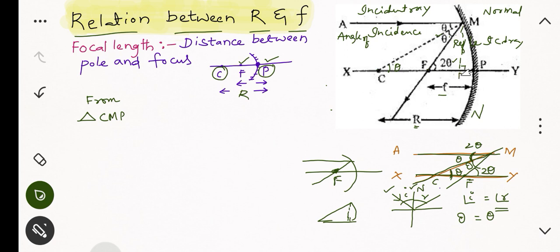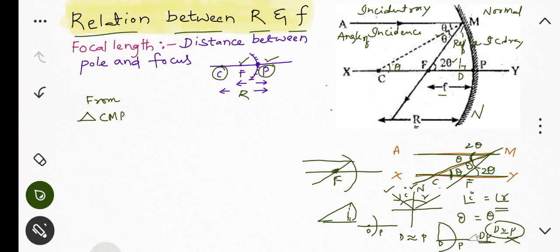The foot of the perpendicular here is D. For a mirror with a lower curvature, the distance between D and P must be very small, so we can say that D is approximately equal to P. For mirrors which have higher curvature, the distance between D, the foot of the perpendicular, and P is greater, so we cannot say D is approximately equal to P.